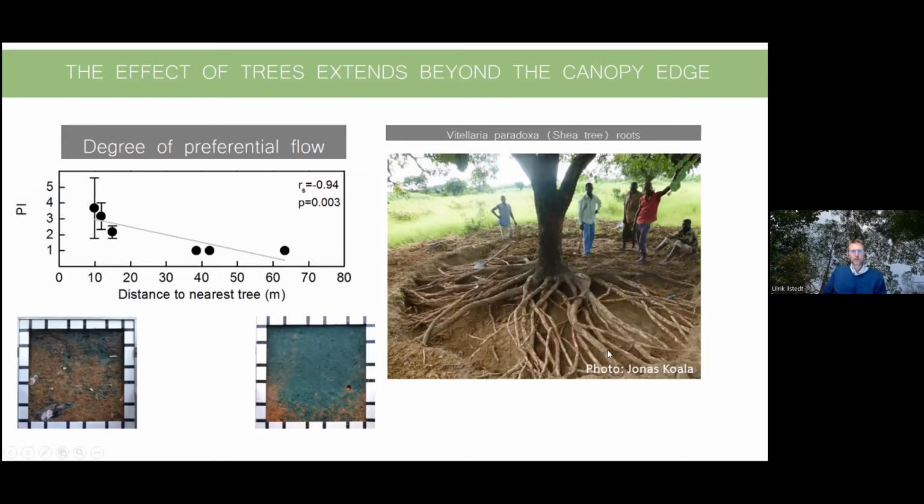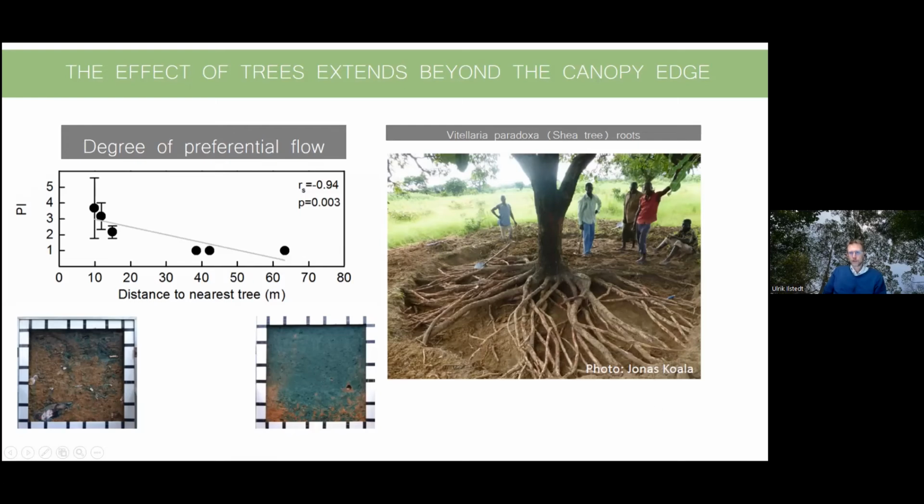And if we look at this picture, which I think illustrates what is happening here, the influence of the trees in the soil is much wider than the canopies might indicate. The roots are stretching out in these openings, 10, 15, 20 meters away from the trees, and are influencing the soils around.